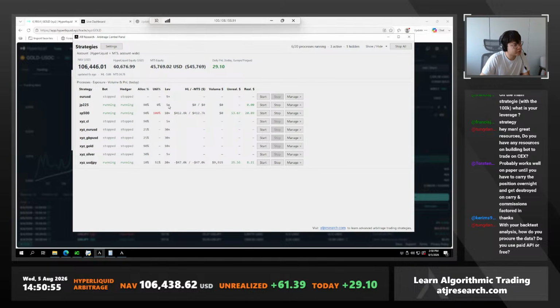JP is not so liquid, that's why I use 1 to 5. SP is very, very liquid, so it's 1 to 10. And USD/JPY is a forex pair, so here I can afford to risk more on USD/JPY.